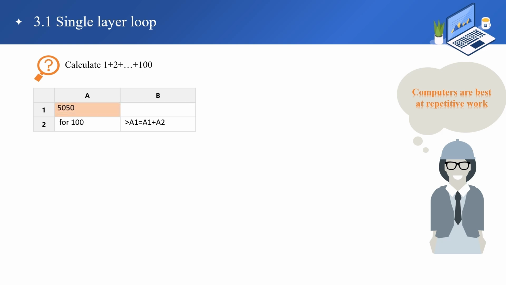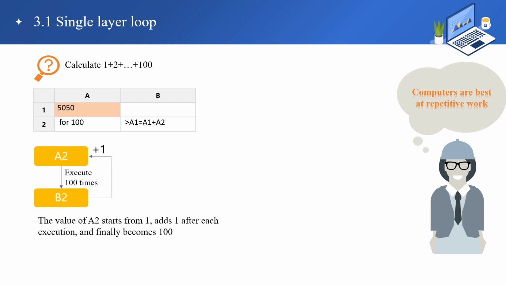Almost all programming languages use the keyword for loop statements, and SBL is no exception. The for 100 in A2 means that the code block of A2 will be executed 100 times. Here, the code block of A2 has only B2, that is, B2 will be executed 100 times. During execution, the cell value of A2 will start from 1, add 1 after each execution, and finally become 100.